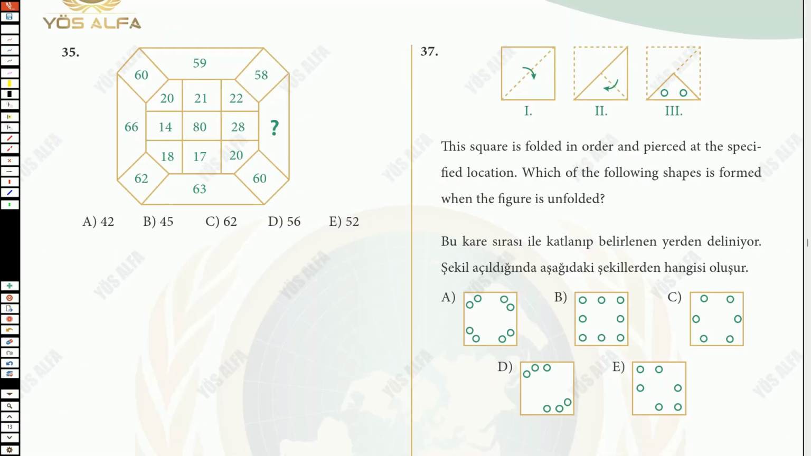Number 37. This square is folded in order and appears at the specified location. Which of the following shapes is formed when the figure is unfolded? So when you unfold it, you reverse the direction of folding. This is first, this is second. So when you unfold it to the right, what you get is this. When you unfold it to the other side, what you get is this. Everything will be reflected. So the answer is A.